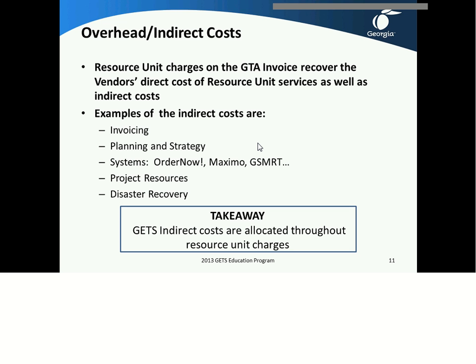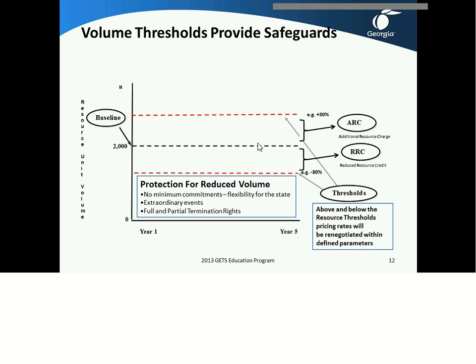Overhead and indirect costs. Resource unit charges on the GTA invoice recover vendors' direct costs of resource unit services as well as indirect costs, and those can be invoicing, planning and strategy, the systems like OrderNow, Maximo, GSMRT, project resources, and disaster recovery. These indirect costs are embedded into GTA's resource units, and they're allocated throughout them.